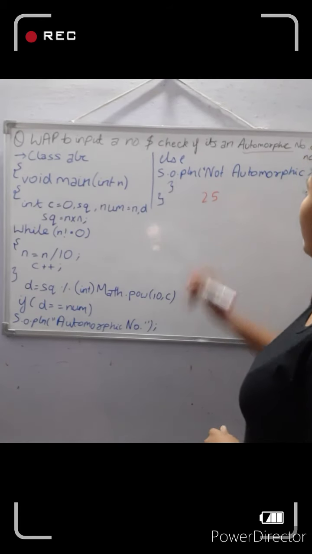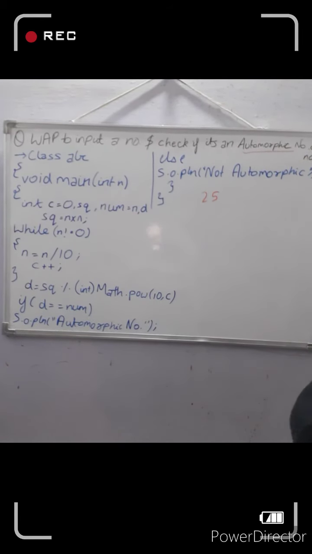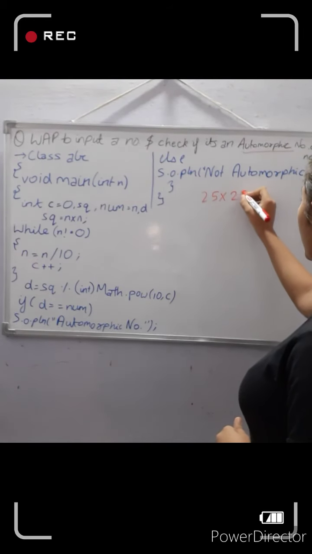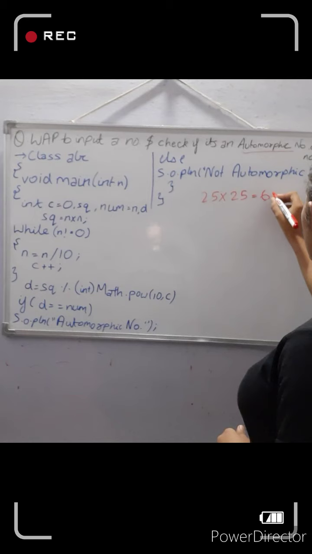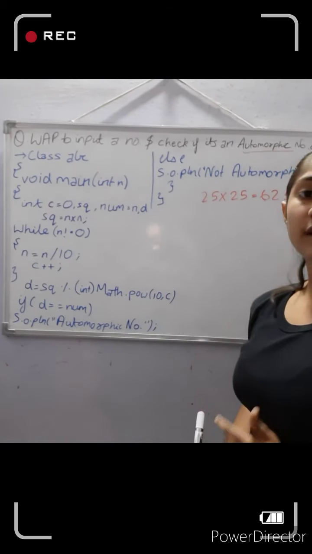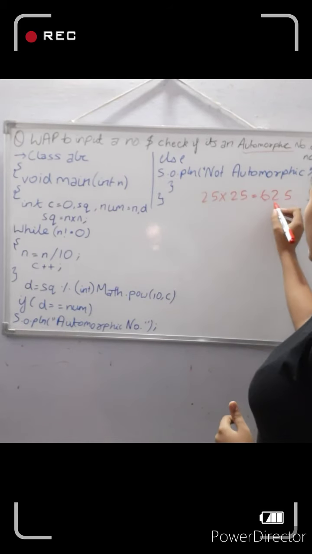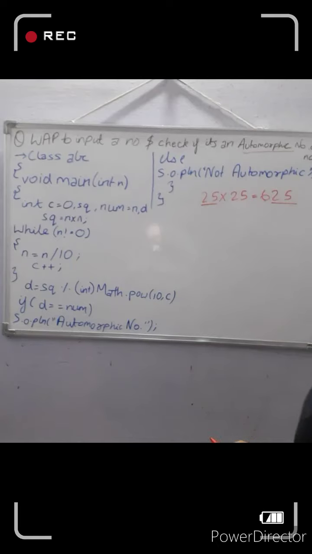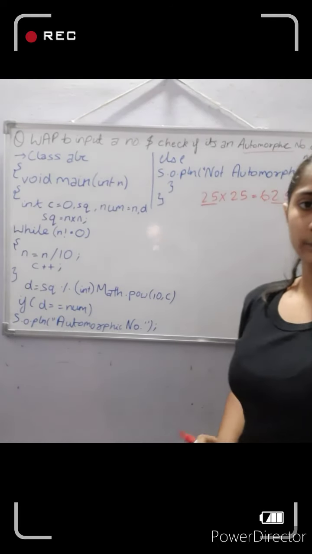Number 25. So now, firstly, we are going to take out its square. So 25 into 25 is equal to 625. Now, if the square of a number's last digits, which is over here, equal to the number entered, we can say that the number entered was an automorphic number.